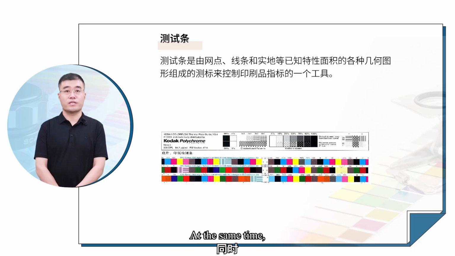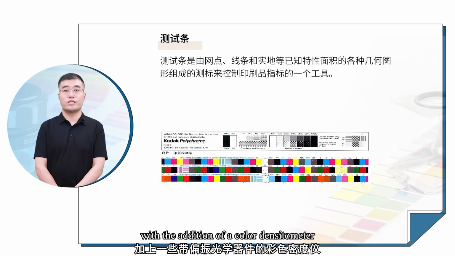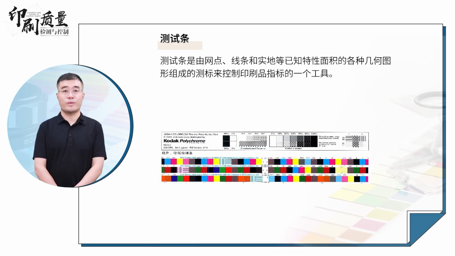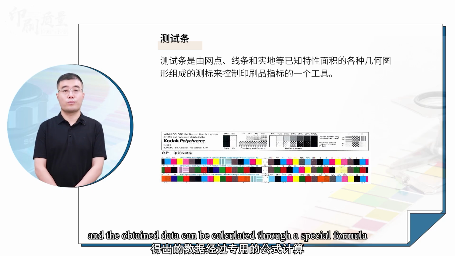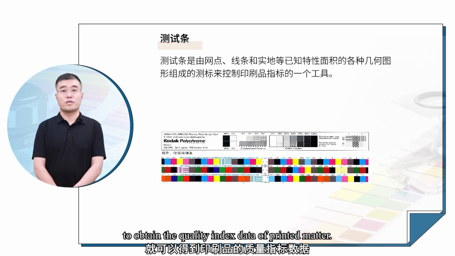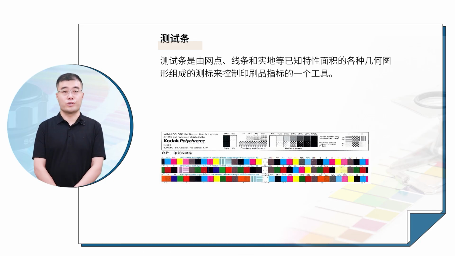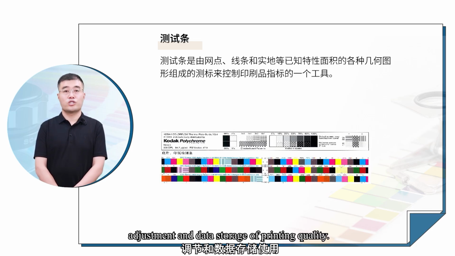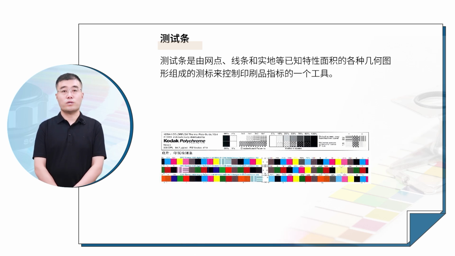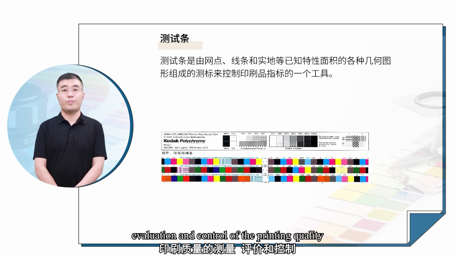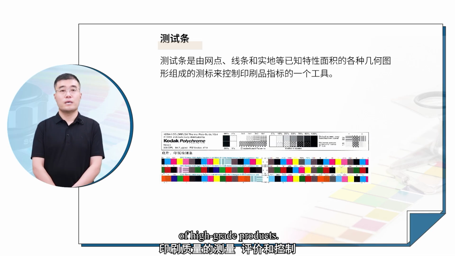At the same time, with the addition of a color densitometer with a polarized optical device and a spectrophotometer device, we can measure on specific units, and the obtained data can be calculated through a special formula to obtain the quality index data of printed matter. It is used for the evaluation, adjustment, and data storage of printing quality. The test strip is suitable for the measurement, evaluation, and control of the printing quality of high-grade products.